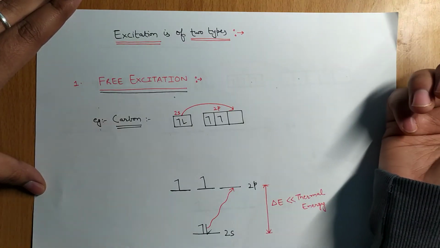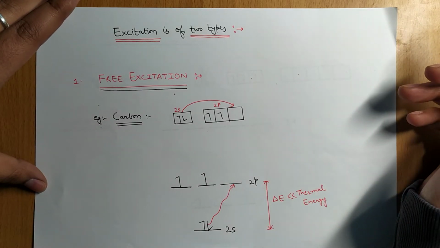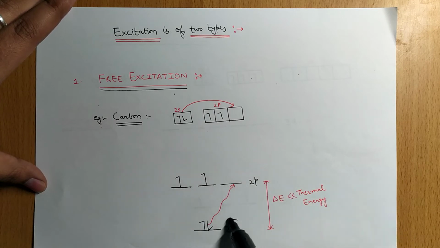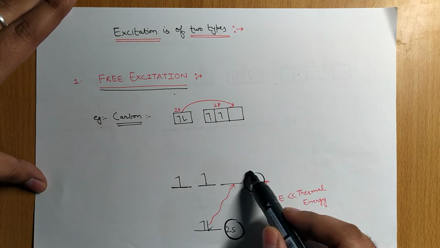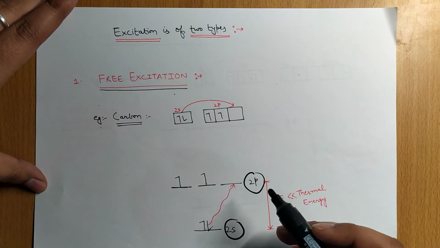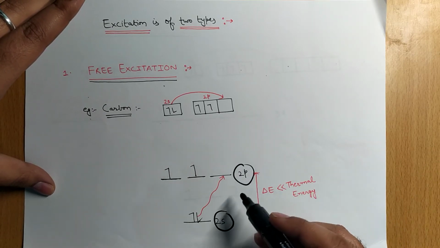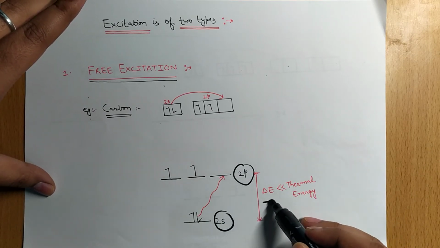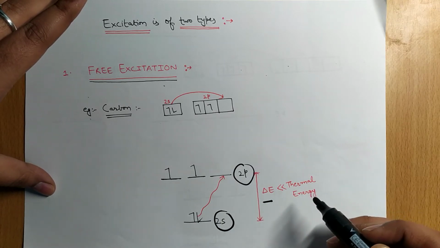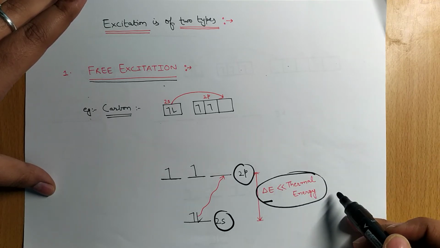Excitation is of two types. The first one is free excitation. The example of free excitation is carbon. In carbon, the energy gap between the low-lying 2s orbital and the high-energy 2p orbital is very low, very low for excitation via thermal energy from the surroundings. That is, the delta E, the energy gap between the 2s and 2p orbitals, is so small that the electron automatically gets excited by the thermal energy from the surroundings. Its delta E is very, very less than the thermal energy.